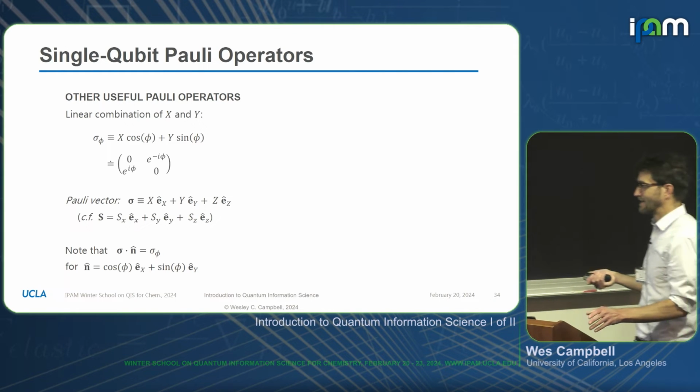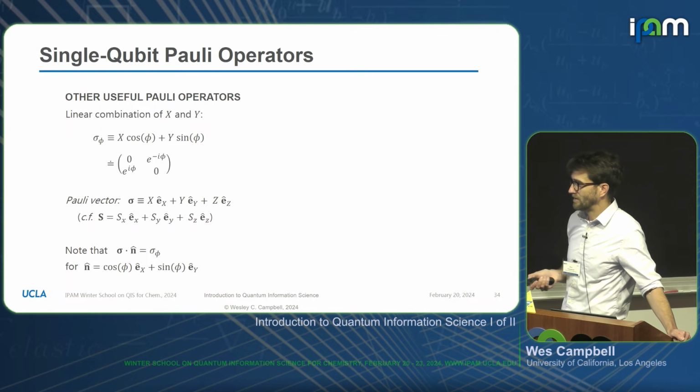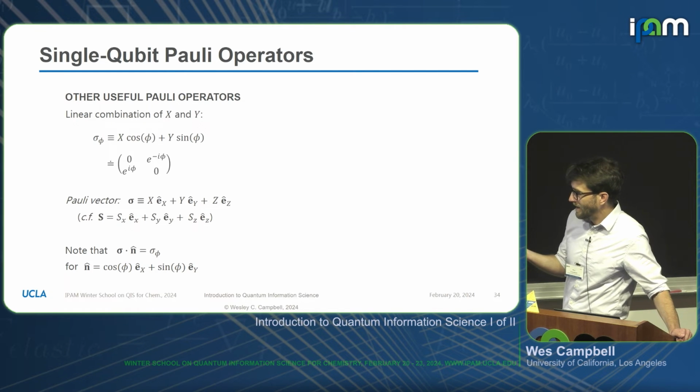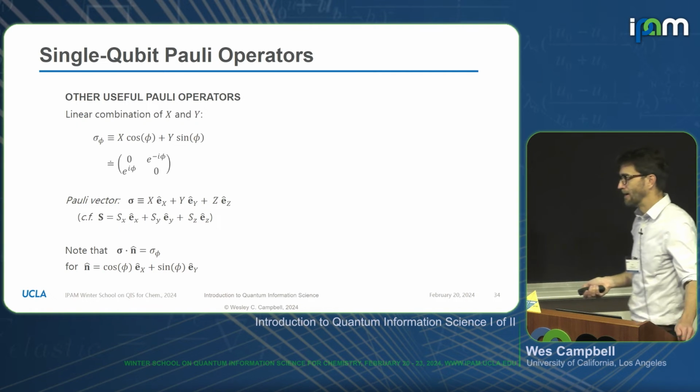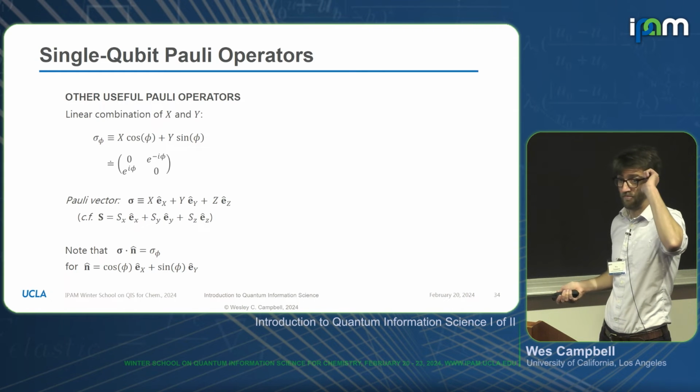Note that if we take the dot product between the Pauli vector and some unit vector, n hat here, we can get some operator. And so if n hat here lives in the equatorial plane, which is to say that if n hat is described by this bottom equation, then we have this upper thing, that sigma vector dot n hat was equal to sigma sub phi.